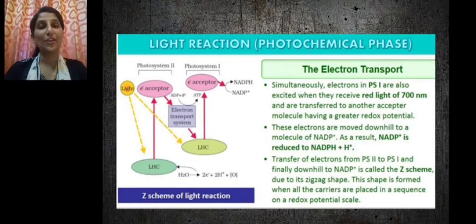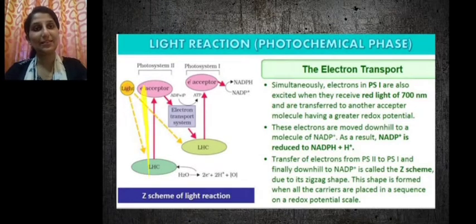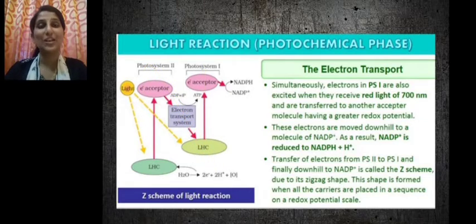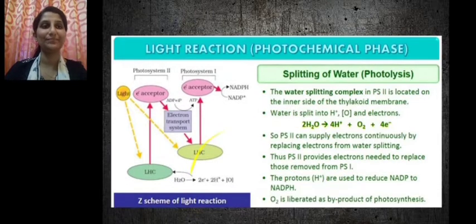So this shape is formed when all the electron carriers are placed in the sequence of their redox potential. When all the electron carriers are placed in the order of their redox potential, we get a Z scheme. This is the shape, and it is called the Z scheme of light reaction, of the photochemical reaction.